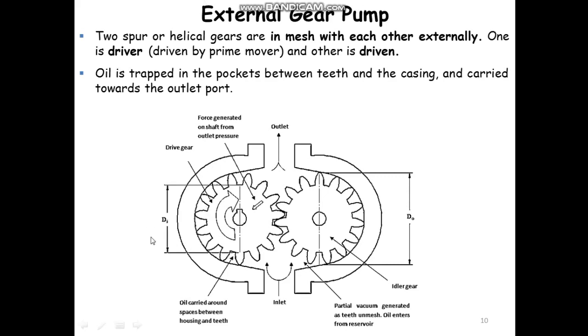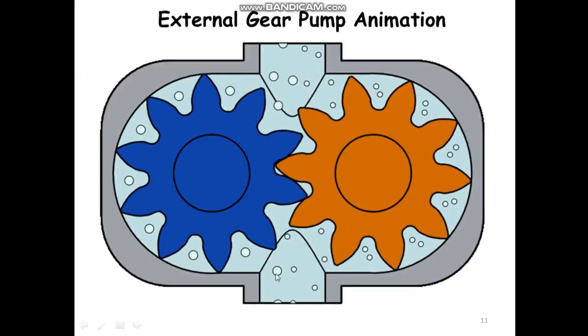So this was all about the working of the external gear pump. Two spur gears or helical gears are in mesh with each other externally, so they are called an external gear pump. One is the driver, which is driven by the prime mover, and another one is driven, which is driven by the driver gear. So oil is trapped in the pockets between the teeth and the casing, and then it is carried towards the outlet port. You can see this animation over here.